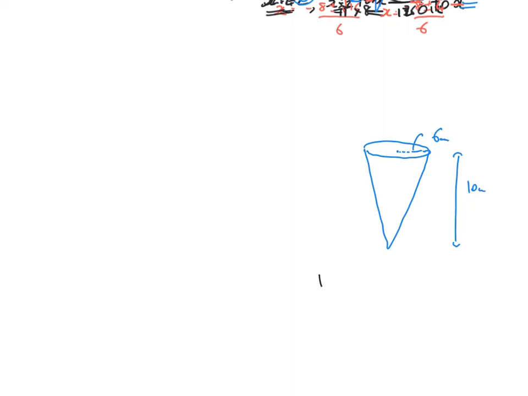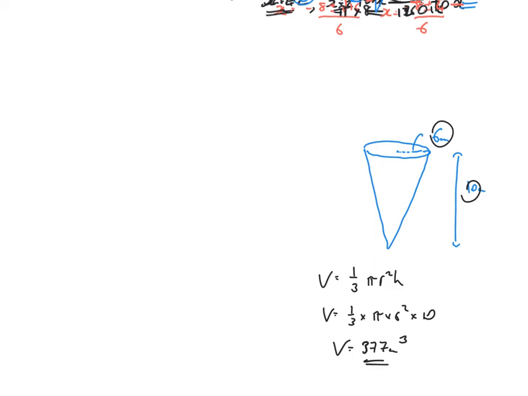Okay, now the formula that will be given to you in the formula sheet is 1/3 pi r squared h. That's 1/3 times pi times the radius squared. The radius is 6, so that's times 6 squared times the height, which is 10. Punch all that into the calculator to get 377 cubic centimetres. Final answer.